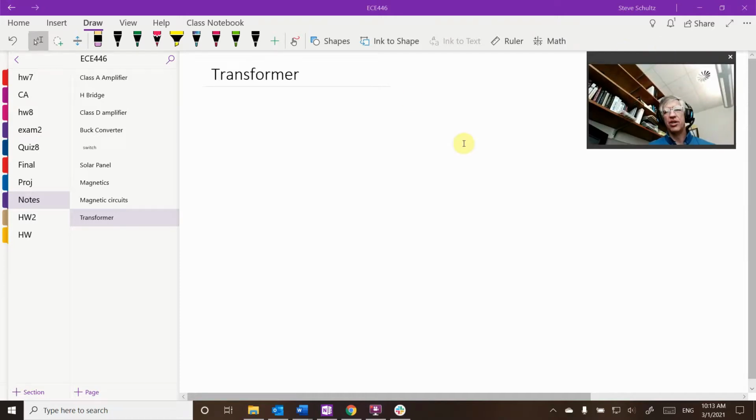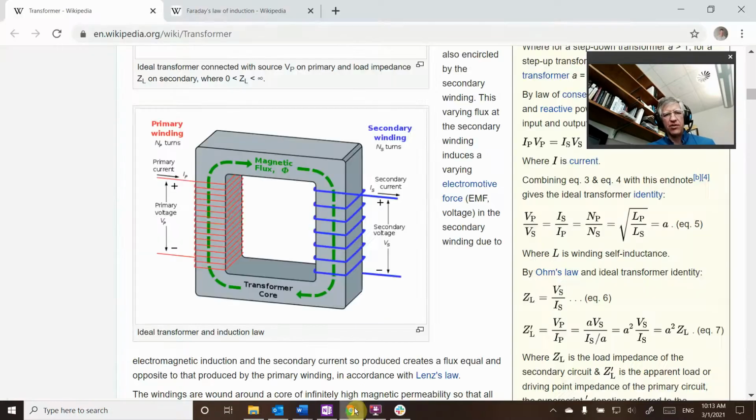Okay, so we want to talk about transformers. First of all, let's go over and look. Here is a basic transformer. We basically have a magnetic core material, and we have wrappings on one side and wrappings on the other side that are going to create this flux.